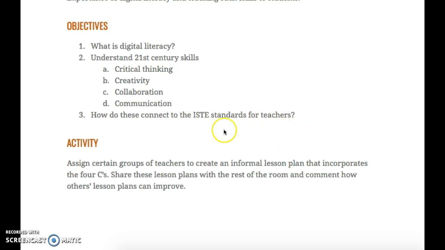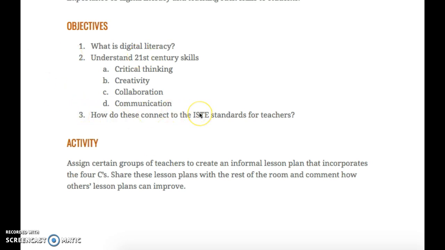These skills all connect to the ISTE standards for teachers. One of the standards is to model digital age work and learning. Teachers must be aware of all of the advantages technology offers and do their best to incorporate these throughout one's classroom. Additionally, it is important to understand the 21st century skills and to also use these in a classroom.